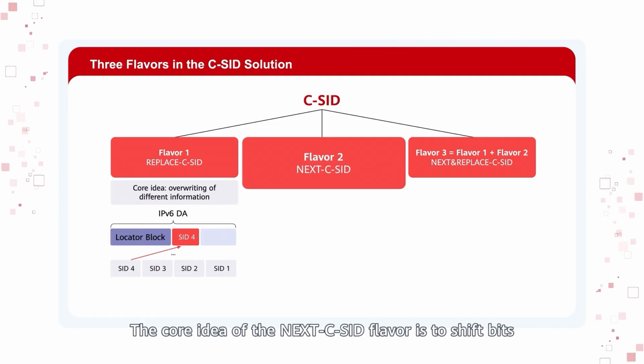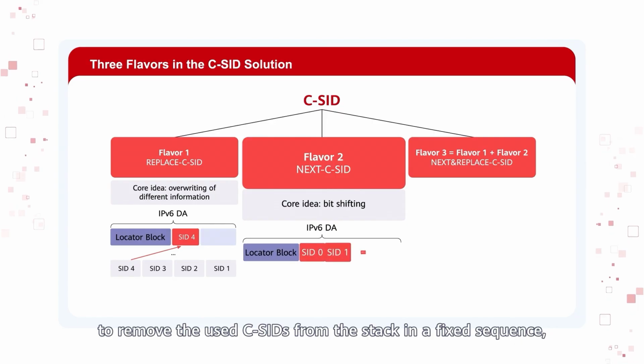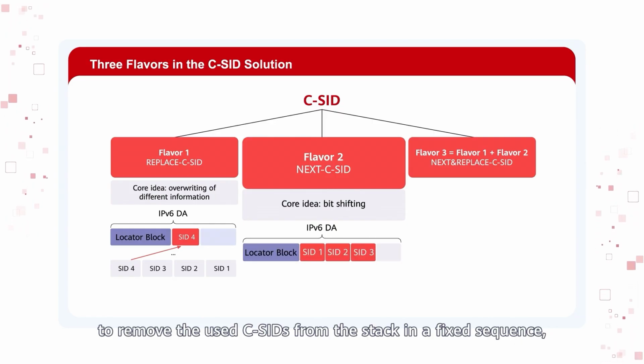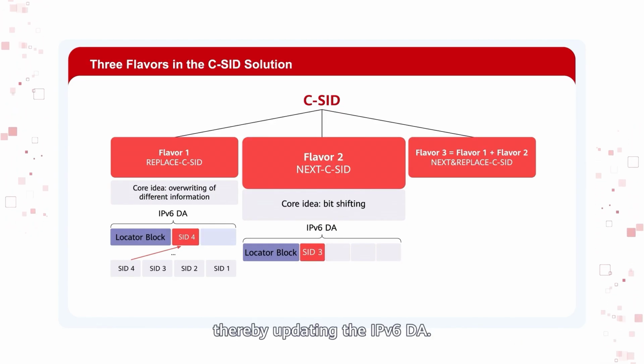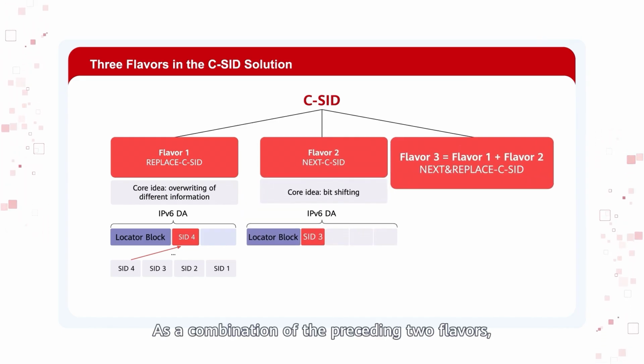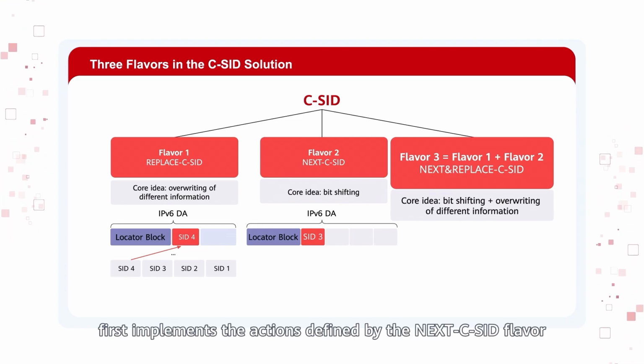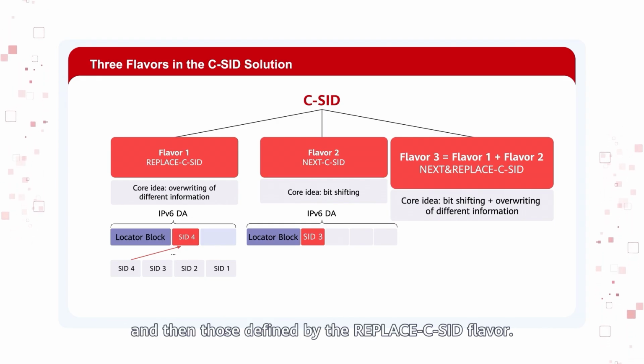The core idea of the next C-SID flavor is to shift bits to remove the used C-SIDs from the stack in a fixed sequence, thereby updating the IPv6 DA. As a combination of the preceding two flavors, the next and replace C-SID flavor first implements the actions defined by the next C-SID flavor and then those defined by the replace C-SID flavor.